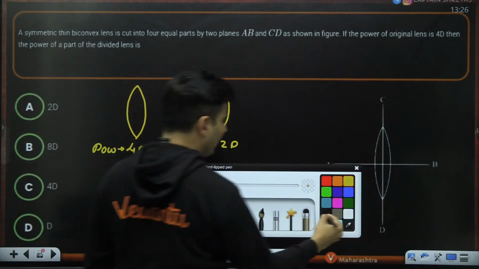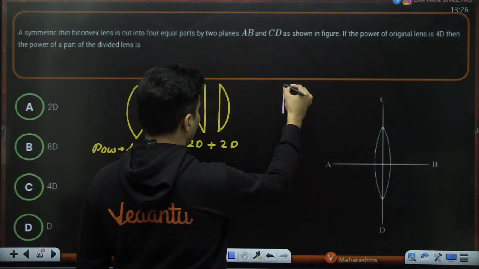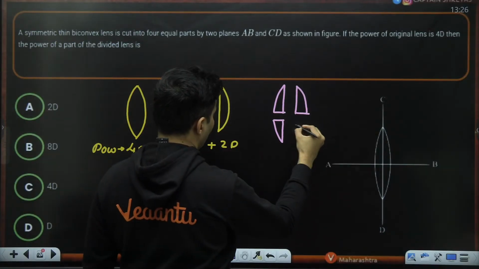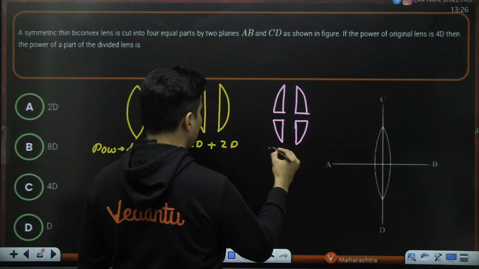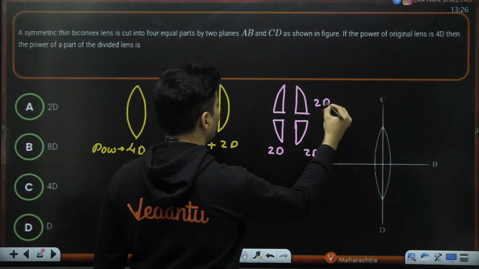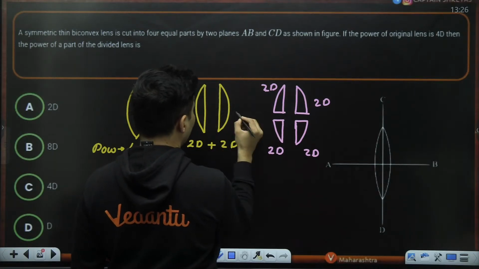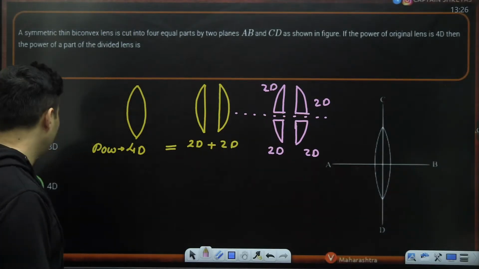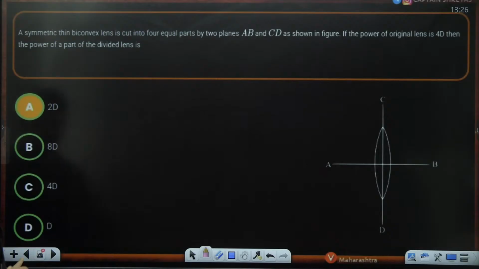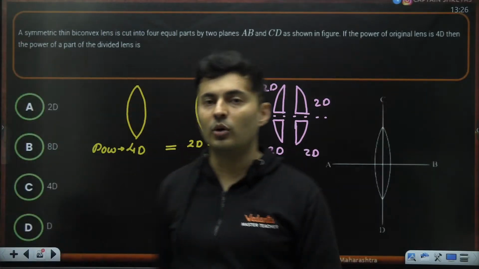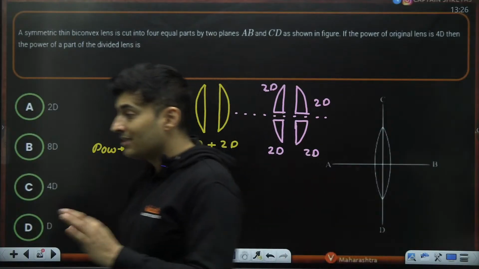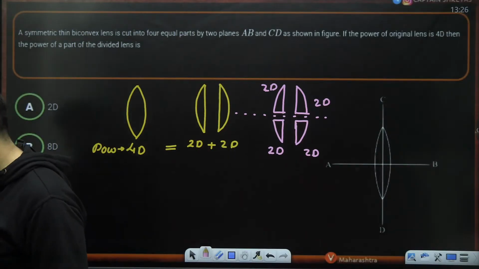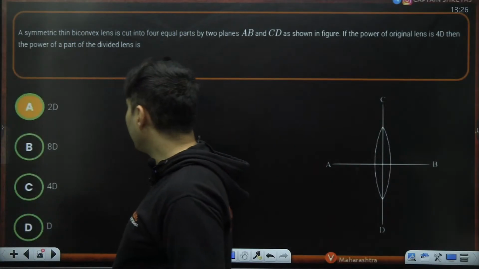Now, when you cut it further and take this part, this part, this part, and this part, how will the power change? It will not change. It will still remain 2D, 2D, 2D, and 2D. There will be no change when you cut it along this line. The focal length, power, nothing will change. So each one of them will have a power of 2D, which is option A. Many people thought 4 parts, so divide by 4, and they gave the answer as D. No, no, no. See how you have divided it. Correct. Very good.